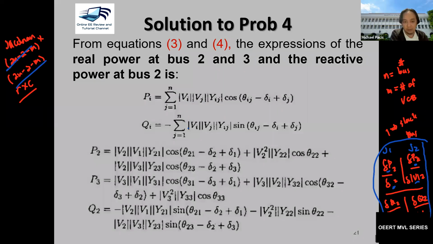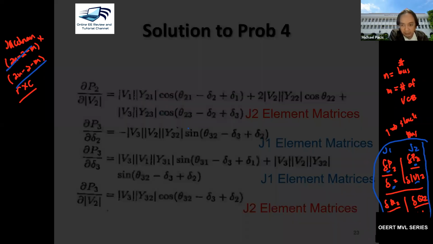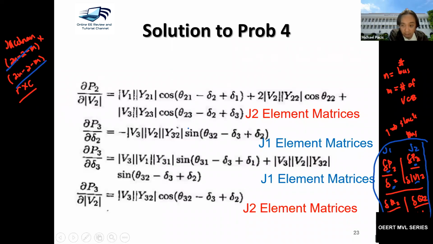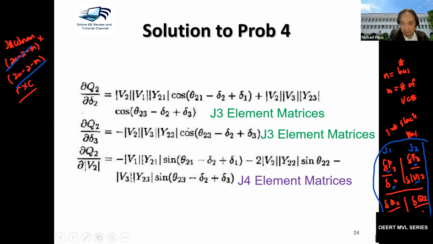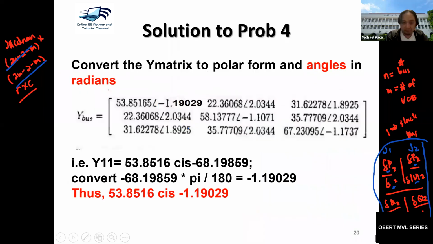So you will do the same thing with P2 and P3. As you can see, that will be your J1 elements. With respect to angle 2, that is J1. With respect to the magnitude of the voltage, that is J2. That is why it is labeled here J2 element matrices and J1 element matrices. Also for Q, J3 element matrices is with respect to the angle, and this is for the J4 element, which is only one, for the voltage. As you can see, the formulas for the elements here are already derived from equations 8 to 11.